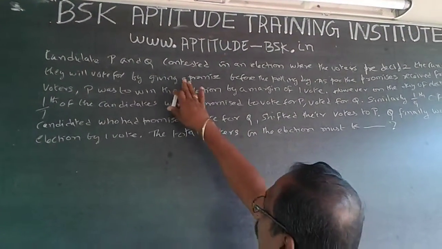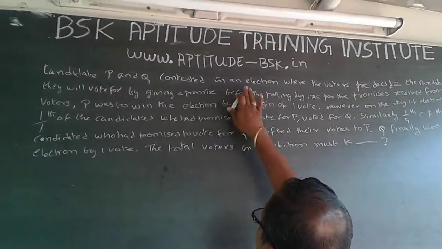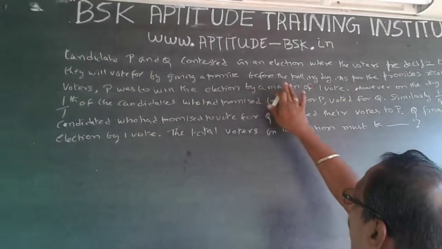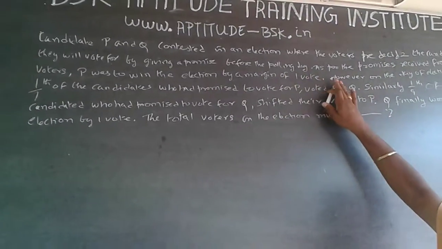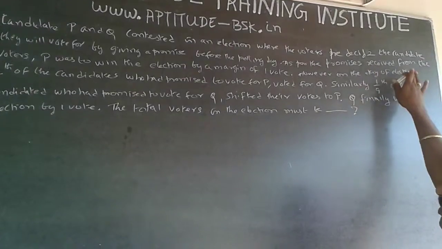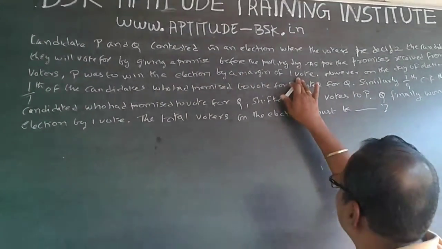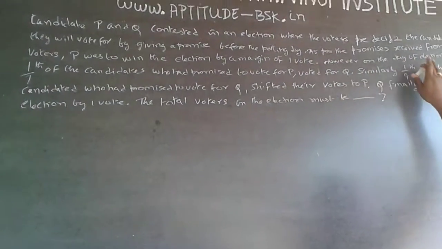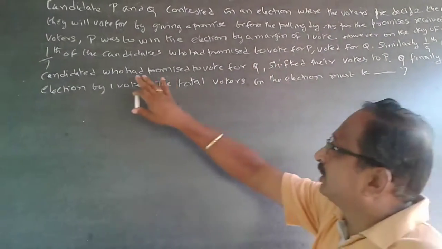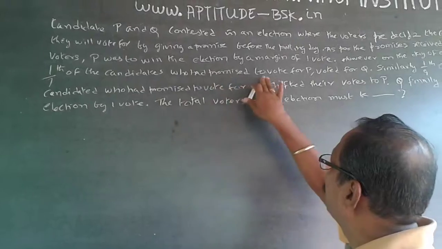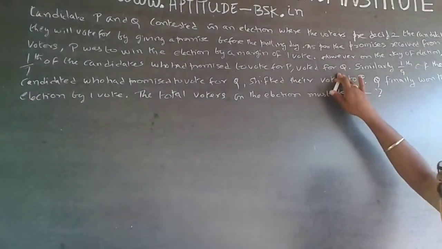Candidates P and Q contested in an election where the voters pre-decide the candidate they will vote for by giving a promise before the polling day. As per the promises received from the voters, P was to win the election by a margin of 1 vote. However, on the day of election, 1/7 of the voters who had promised to vote for P voted for Q.